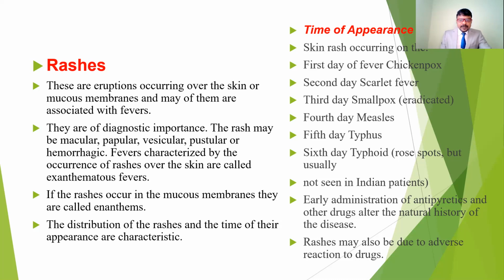And next, the rashes may also be due to an adverse reaction to the drugs. Sometimes, for example, if they get any rashes on the fifth or sixth day, we have to think about typhoid, or otherwise we have to think about the treatment plan which he got. That means from the first day until the fifth day, what medications he got. Sometimes these medications may also have side effects which produce rashes.